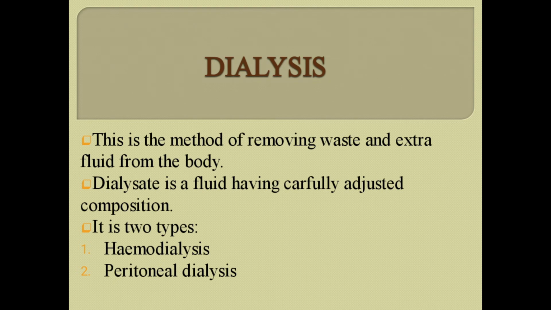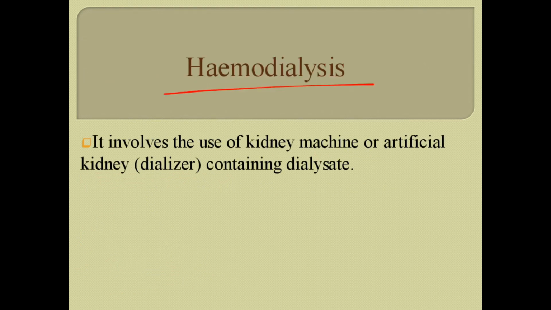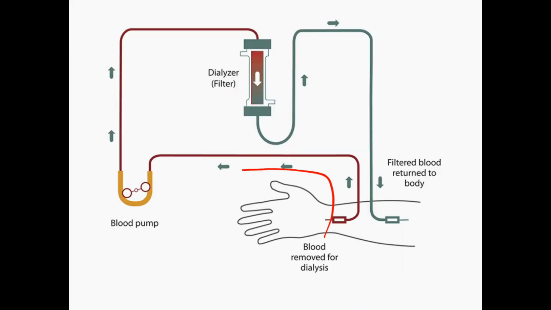Dialysis is an external artificial kidney, and it removes waste products as well as extra fluid from the body. It is of two types. The first type is hemodialysis and the second type is peritoneal dialysis. In hemodialysis, the blood is taken out of the body and is taken to a filter called the dialyzer. Inside this dialyzer there is a fluid called dialysate. The nitrogenous waste products from the blood diffuse into this dialysate, while the rest of the blood is transported back to the body.